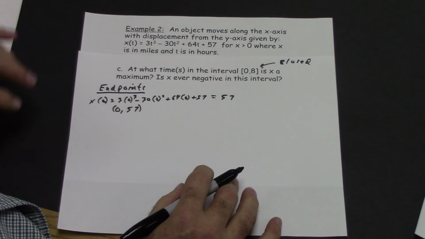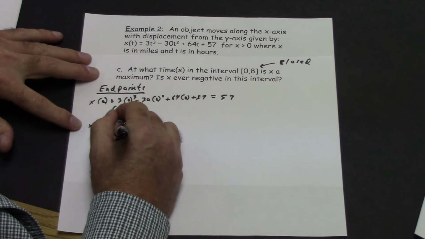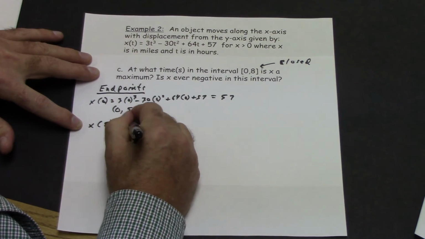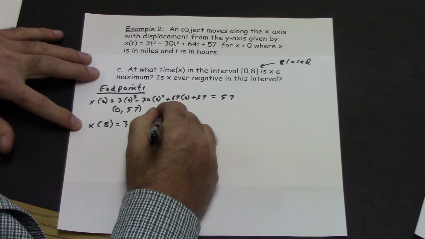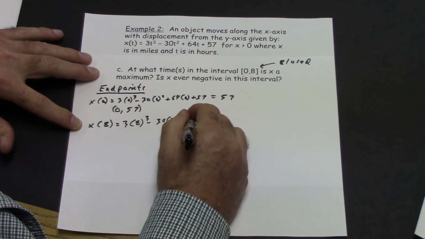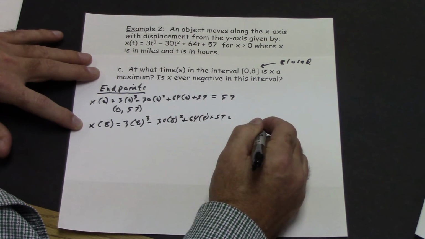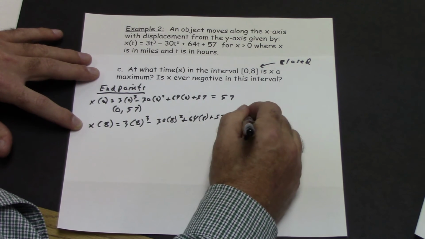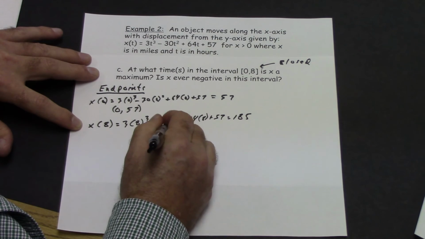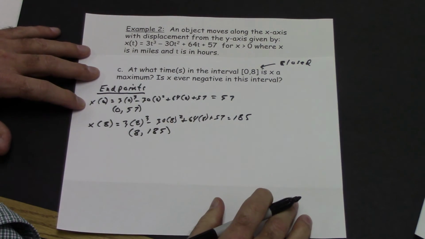And let's see, next let's try the position at 8. So x of 8. Now substituting 8 in for x in our position function, again this will be 3 times 8 cubed minus 30 times 8 squared plus 64 times 8 plus 57. Now evaluating this, we get 185. So this would be 8 and 185. Just looking at the endpoints right now, the 185 would be the maximum.